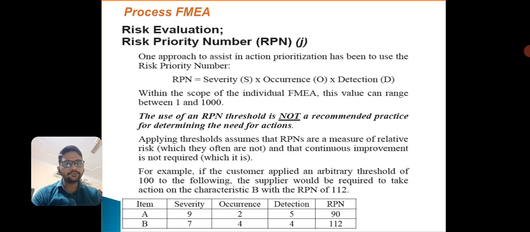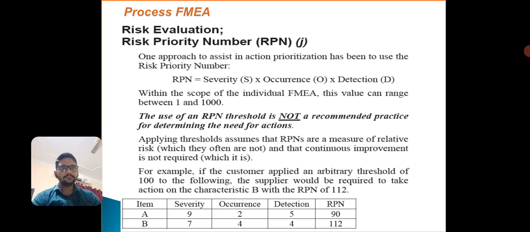Applying a threshold assumes RPNs are a measure of relative risk, which they often are not, and that continuous improvement is not required, which it is. For example, if a customer applied an arbitrary threshold of 100 to the following, the supplier would be required to take action on the characteristic that is B, with the RPN of 112. For item A, severity is 9, occurrence is 2 and detection is 5, so the RPN is 90. And in item B, severity is 7, occurrence is 4 and detection is 4, so the RPN is 112.